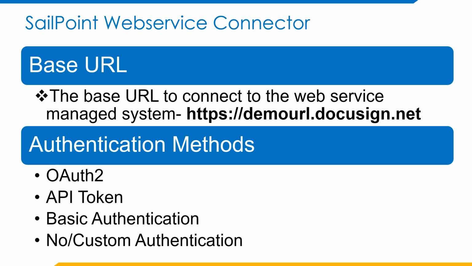The base URL is used to connect to the web service of the managed system. This is the example which was showcased, like https://demo.url.docusign.net. The base URL will be different for different environments, like prod, dev and UAT, and the authentication method will be based on the connection required. As of now for DocuSign we are using basic authentication.